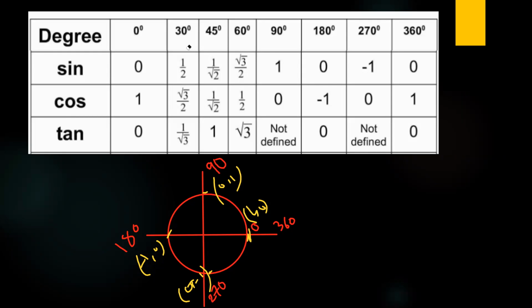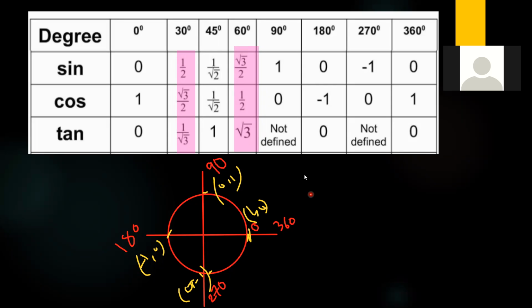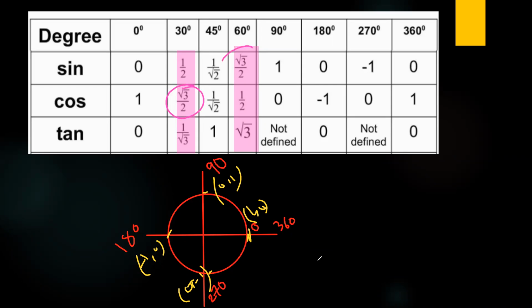Now, this is for angle 30, as we said before. And for angle 60, the sine of 30 is the same as the cosine of 60, as we said before, because complementary angles are congruent. Exactly. Well, they are the same, not congruent, but they're the same. And cosine of 30 is the same as sine of 60.